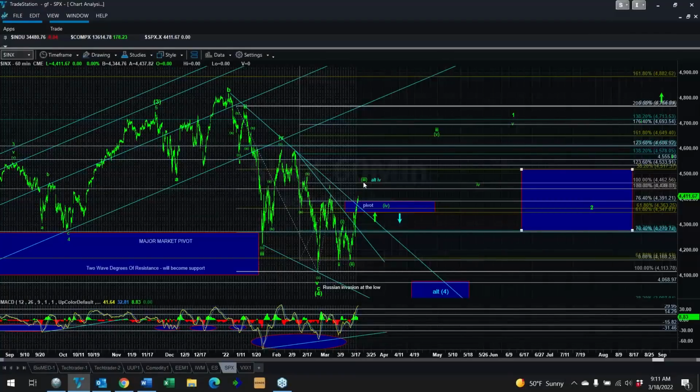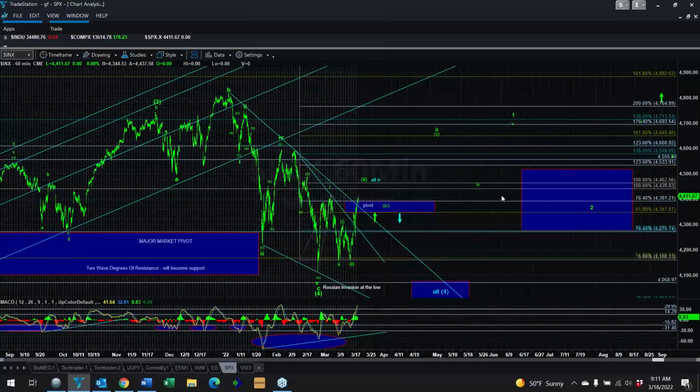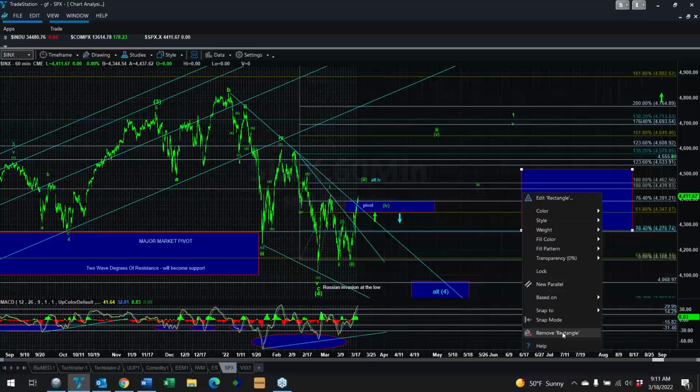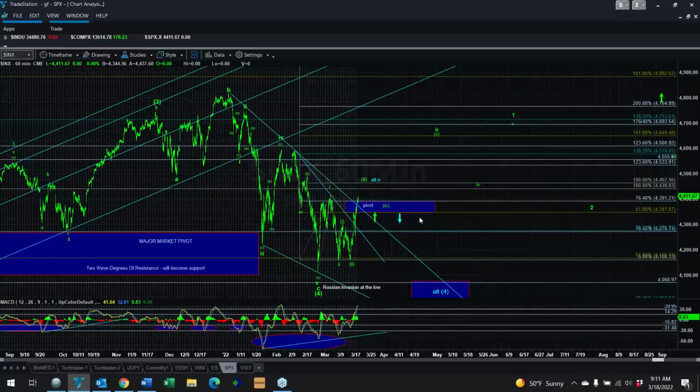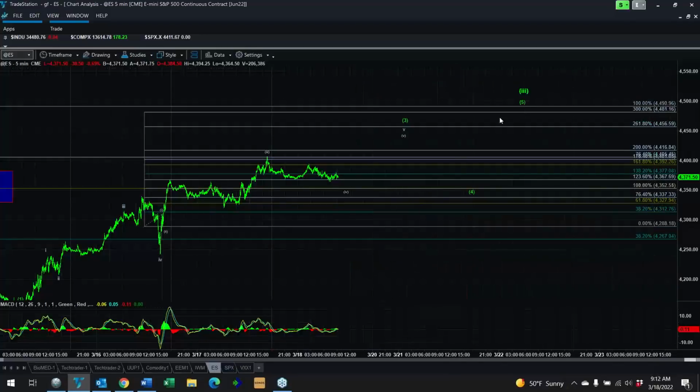Now, did we get all the way to the 1.0 extension? Not yet. But based upon the microstructure in the most bullish count that I'm tracking, we should not break down below the pivot now. We absolutely should not. Let me take this off. Now, rectangle there. We should not break below the pivot at this point in time on any pullbacks, assuming we're going to complete wave 3 based upon this subwave structure.